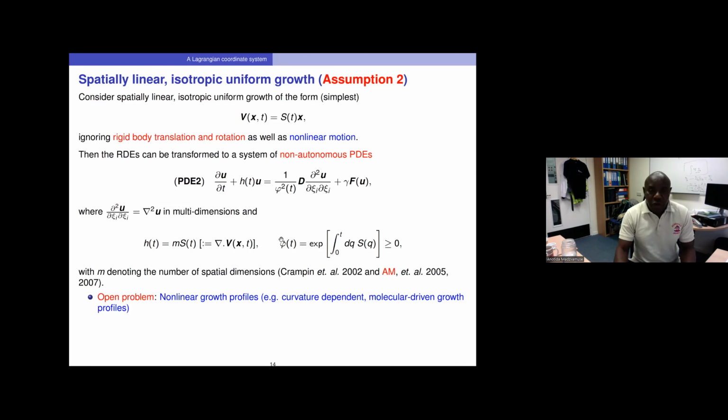Okay. So what are open problems in this area? It's nonlinear growth profiles. I haven't looked at the analysis of nonlinear. If you have nonlinear evolution of your domain, there's no analysis at the moment. We have solved computationally with Barrera and Elliott, where we looked at evolving biological systems, where our evolution law was driven by the molecular species as well as curvature. But we don't have an analysis, any analytical results for that.